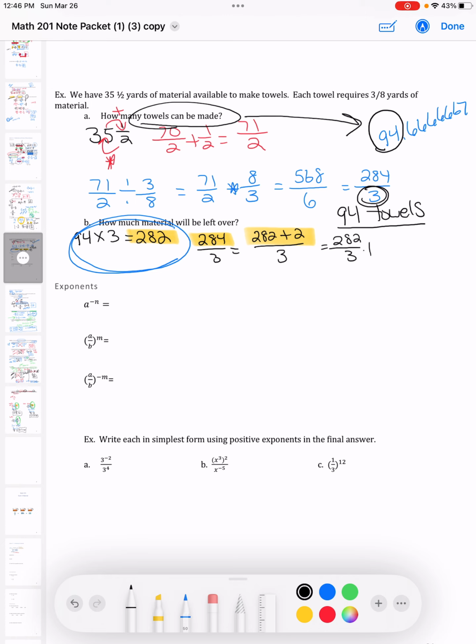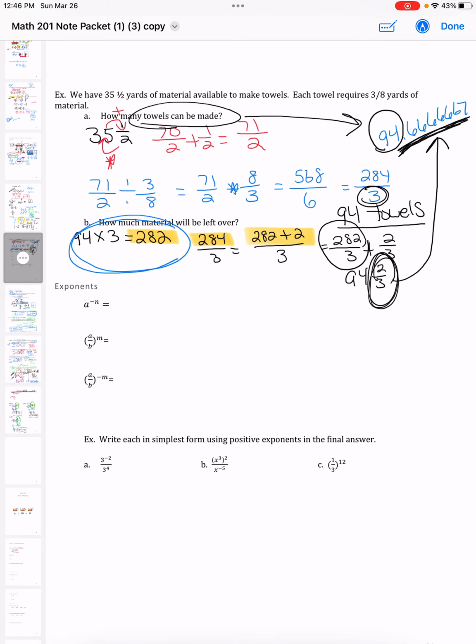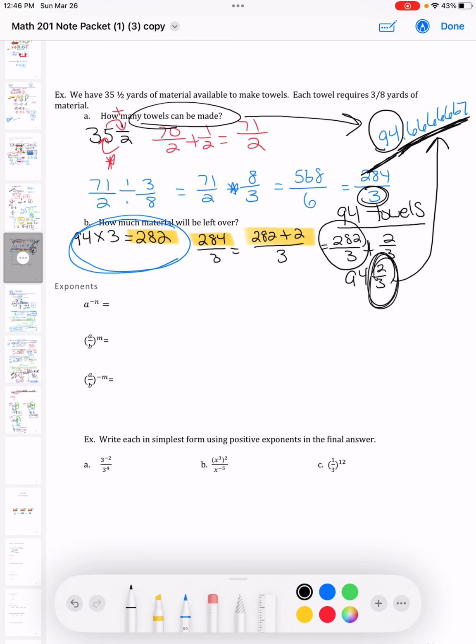I can split this up into 2 fractions. 282 thirds is 94. And there's that 2 thirds. That's what's left over. Now, up here, I wrote out a decimal. Some people might recognize that 0.666667 is 2 thirds. So that's the 94, and then the 2 thirds.